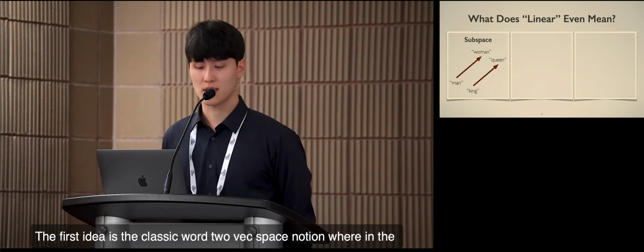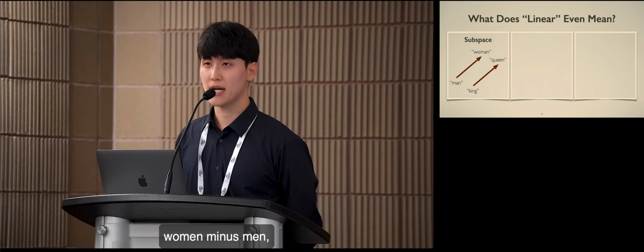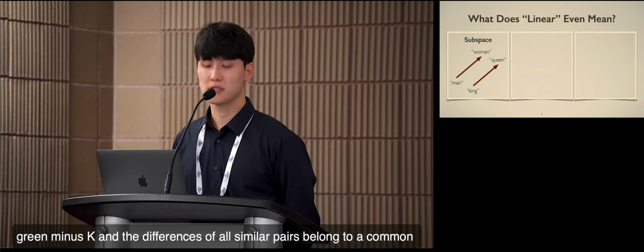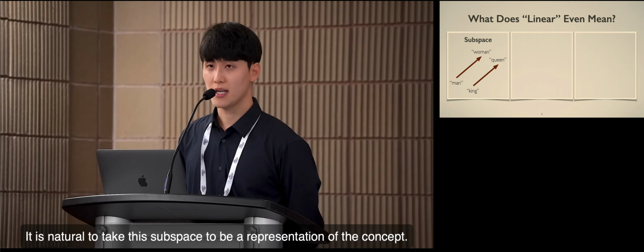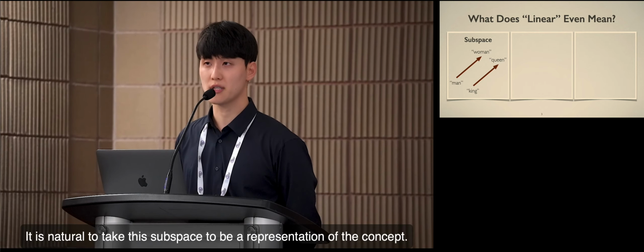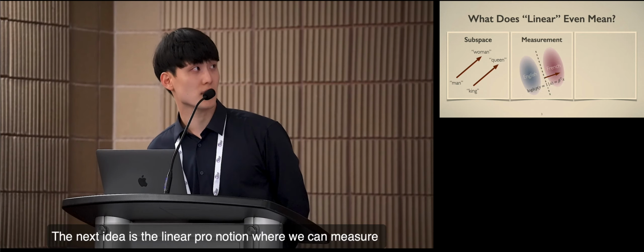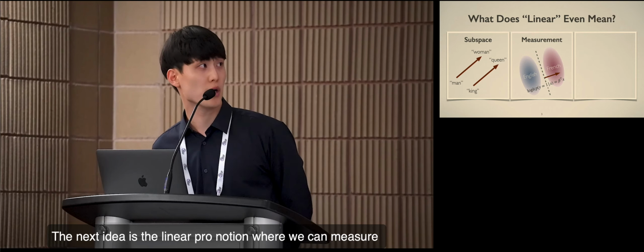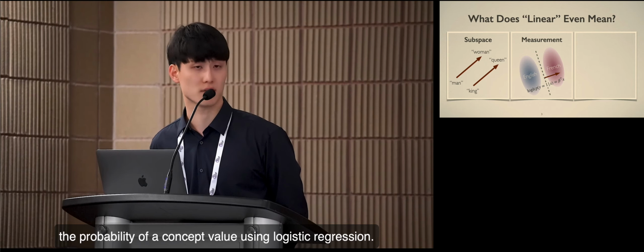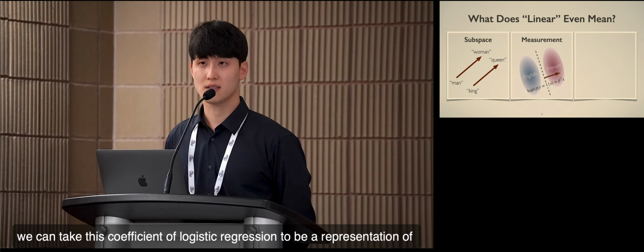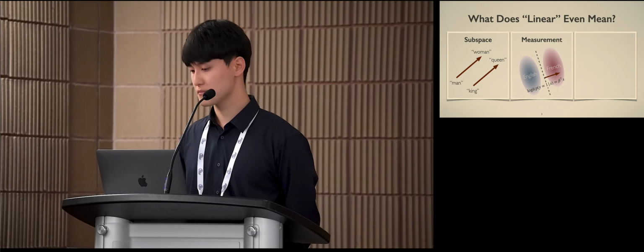The first idea is the classic word2vec subspace notion, where in the representation space, woman minus man, queen minus king, and the differences of all similar pairs belong to a common one-dimensional subspace. It is natural to take this subspace to be a representation of the concept. The next idea is the linear probe notion, where we can measure the probability of a concept value using logistic regression. In this case, we can take the coefficient of logistic regression to be a representation of the concept.